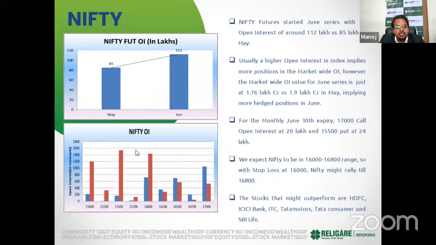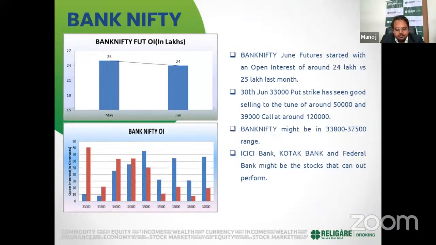The reason for 16,800 is that in the month-end options, the highest open interest on the call side, where people have sold call options, is at 17,000, and the protectors of the index, the put writers, are obviously a bit down towards 15,500. So if the Nifty goes to 16,800, the stocks that we feel can help gain momentum or alpha would be HDFC Limited, ICICI Bank, Tata Motors, ITC, Tata Consumer, and SBI Life.